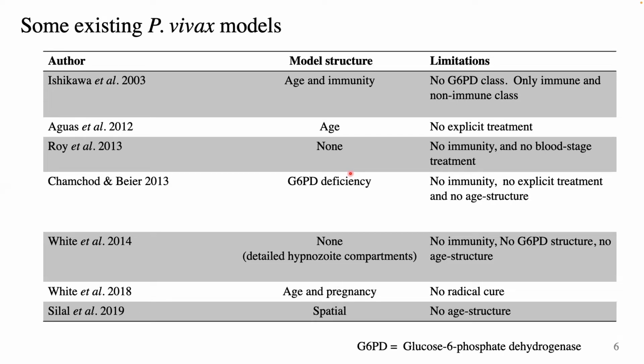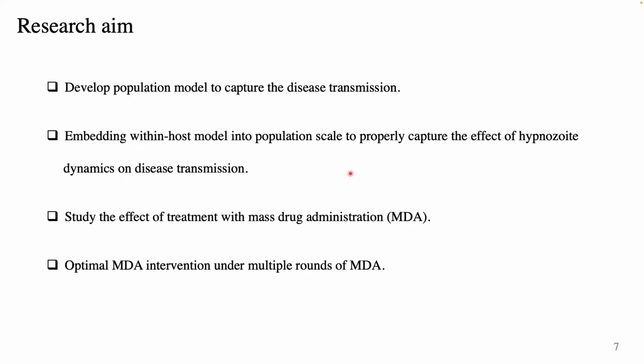When an individual gets infected, how many hypnozoites do they get? That actually varies. One model, developed by White, estimated that on average it's 8.5. So it's not accurate to just consider that individuals have hypnozoites. If we want to capture realistic dynamics, we have to consider the variation of hypnozoites within individuals. That's how our aim comes in.